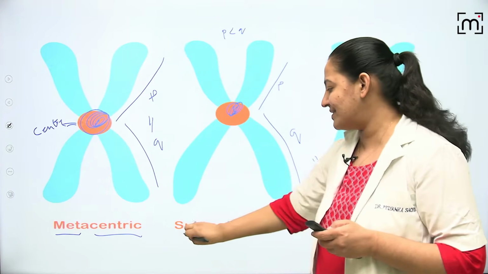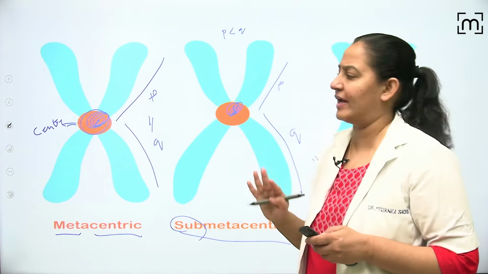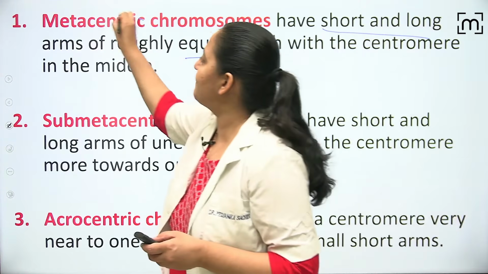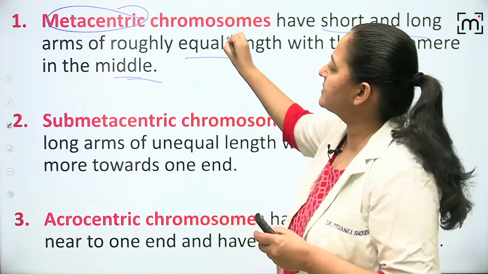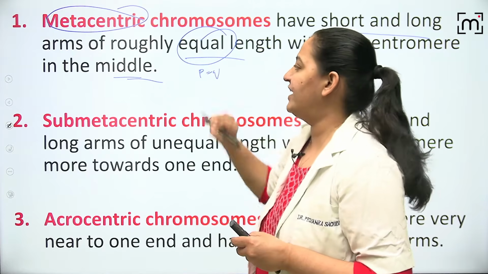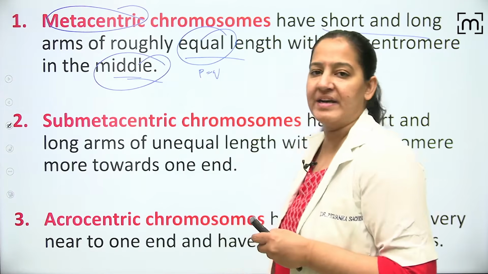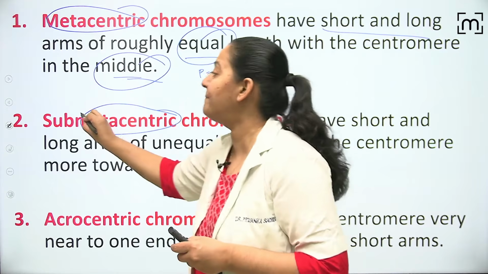So this one is known as submetacentric. It is not metacentric. It is sub, a little bit dislocated. The first one is the metacentric, in which the centromere is in the middle, so the two arms are equal to each other. P and Q are equal to each other because the centromere is in the middle. So that is metacentric. Now I am teaching you the second one, that is submetacentric.